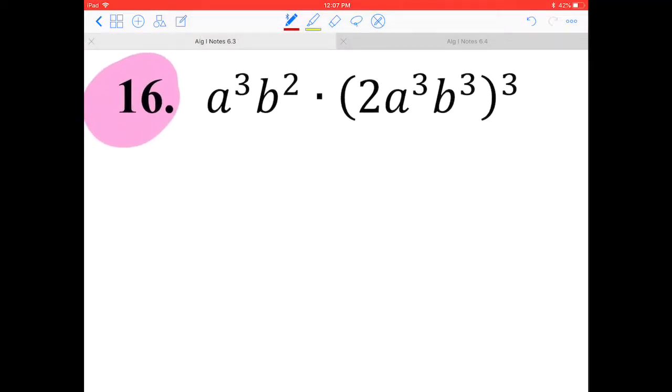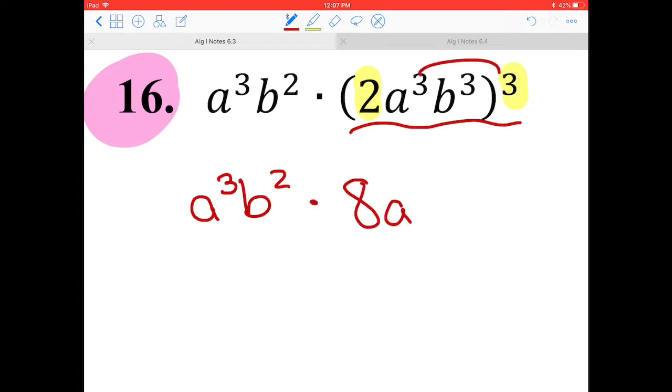Okay, almost done. 16. This time multiplication's outside of the parentheses, so I'm not doing that first. I need to simplify the exponent first. So I'm going to leave this a cubed b squared alone, and I'll multiply it by whatever I get over here. So 2 cubed is 8.